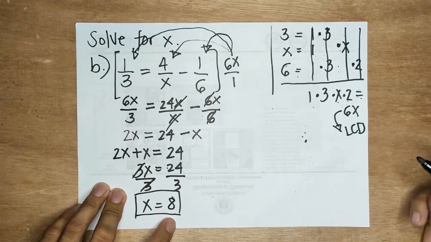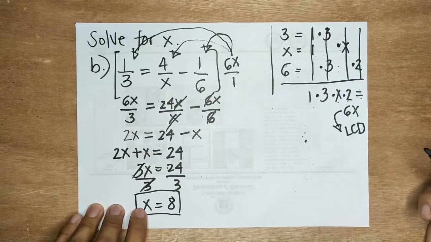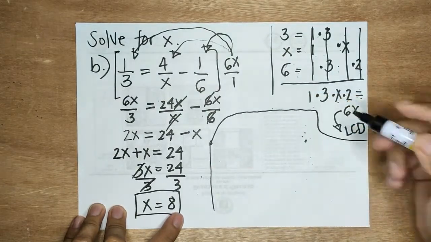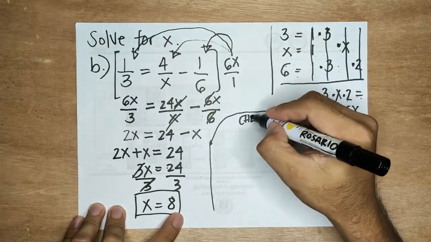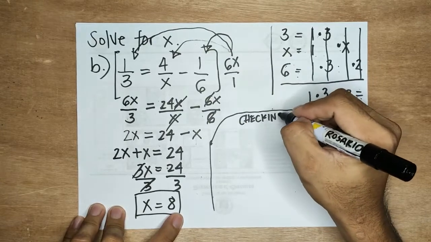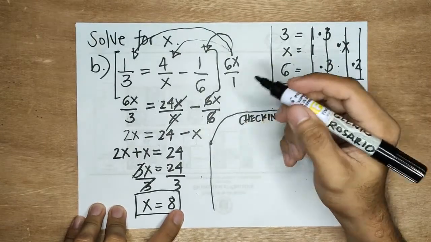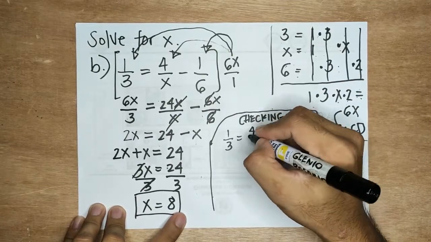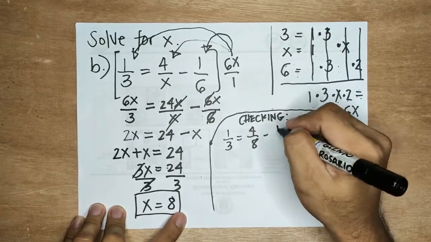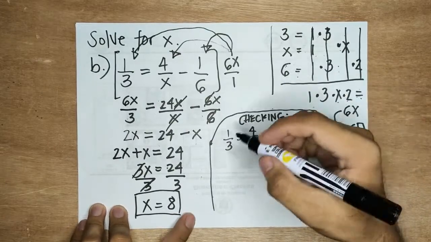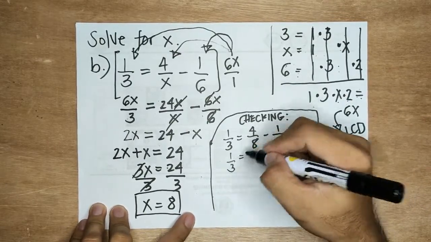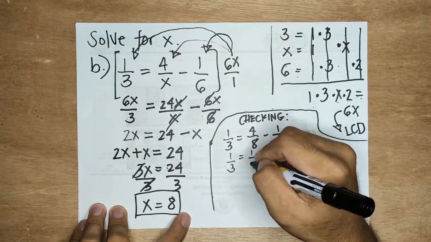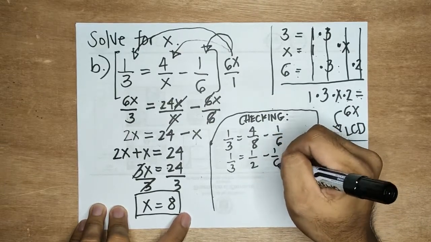So for us to be sure if this is the solution for our equation, we do checking. If x is 8, we have 1/3 is equal to 4 all over 8 minus 1 all over 6. So this will be 1/3 is equal to 4 all over 8 can be written as 1/2, then minus 1 all over 6.